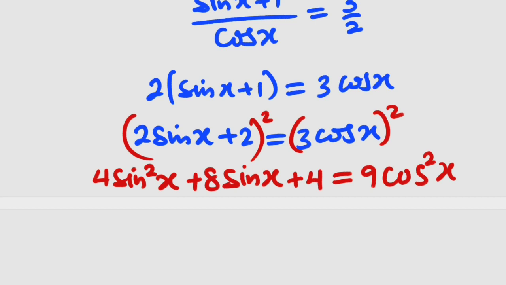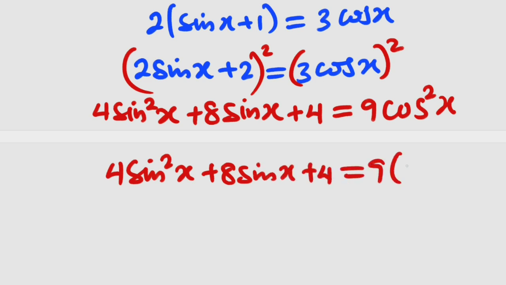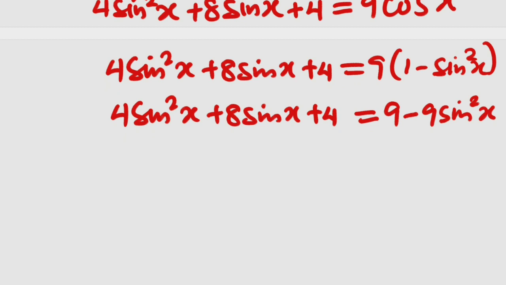But we know that sine squared x plus cosine squared x is equal to 1. And hence we can write cosine squared x as 1 minus sine squared x. So to the left hand side we have 4 sine squared x plus 8 sine x plus 4 equal to 9 multiplied by 1 minus sine squared x, because sine squared x plus cosine squared x is equal to 1, and you can make cosine squared the subject. It is the same thing as 1 minus sine squared x. So by expansion we have 9 minus 9 sine squared x to the right hand side, and the left hand side remains the same.